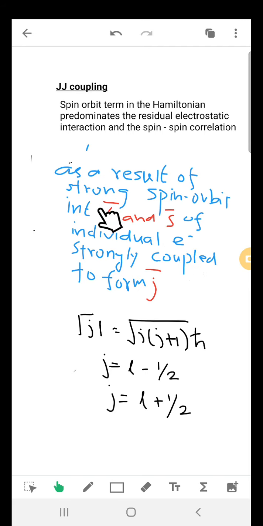the interaction actually takes place for an individual electron. They are strongly coupled. For each individual electron, L and S will couple to form a J, the total angular momentum, which can be expressed as J into J plus 1. So the value of J lies from L minus 1 by 2 to L plus 1 by 2. This 1 by 2 is basically the spin angular momentum S.